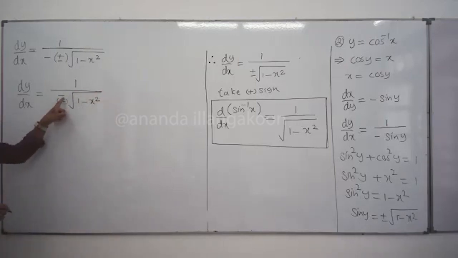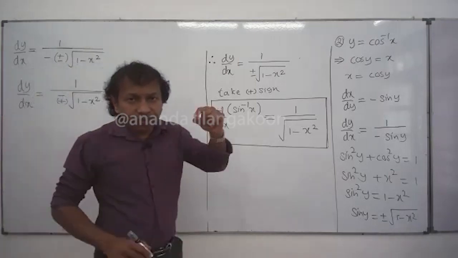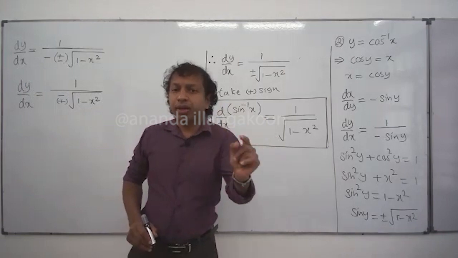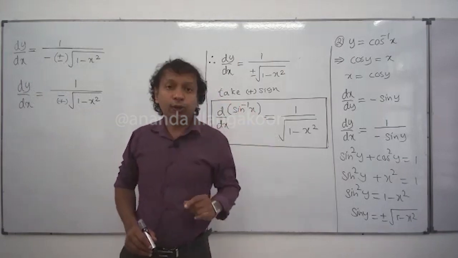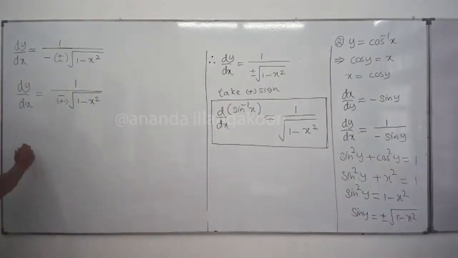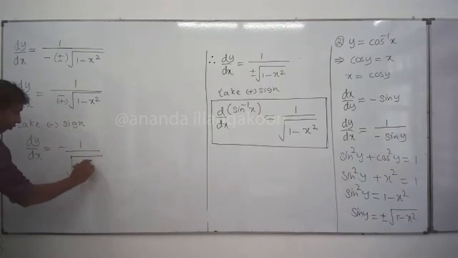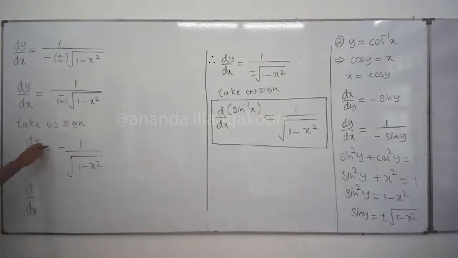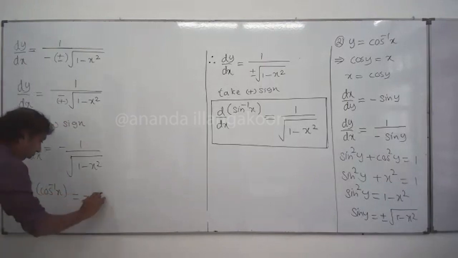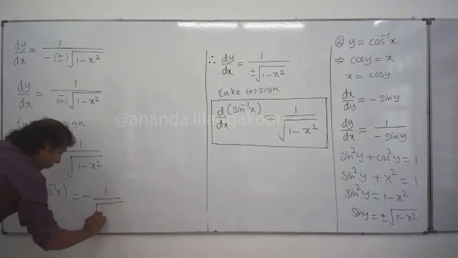Here, people, we select the minus sign. The reason is, in the cosine x graph, when we draw its principal part, the gradient of the cosine x graph is negative. Take minus sign. Then we get dy by dx is equal to minus 1 over square root of 1 minus x squared. So y is cos inverse x, then the derivative of cos inverse x with respect to x is minus 1 upon square root of 1 minus x squared.